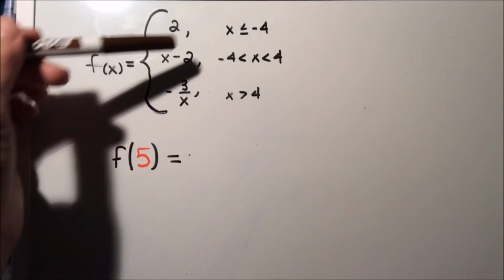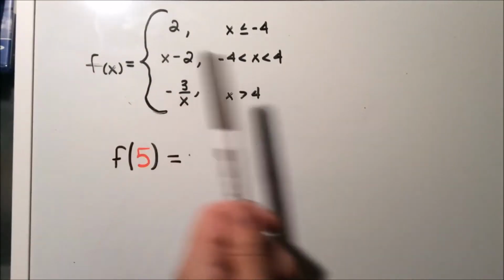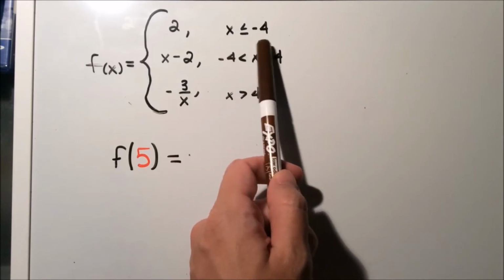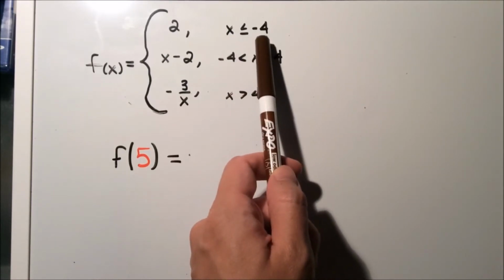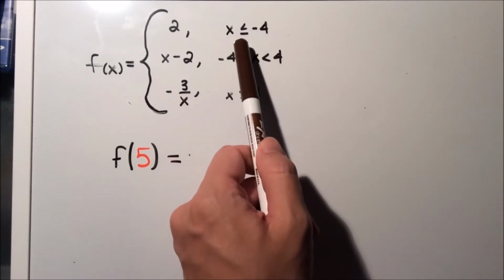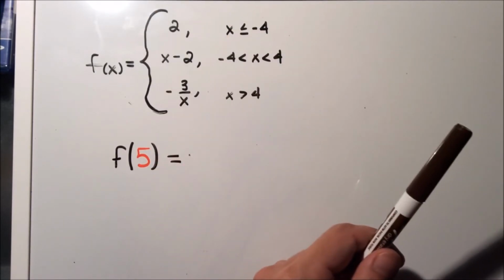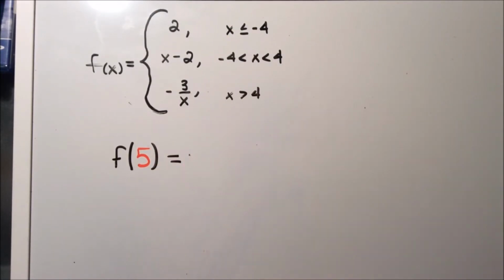Each of these functions has parameters for your domain. So let's take a look at this one. x less than or equal to negative 4. It means that x can be any number such as negative 4 because of the or equal sign, and it could also be numbers less than negative 4, such as negative 6, negative 11, negative 12.1, or negative 20.5.